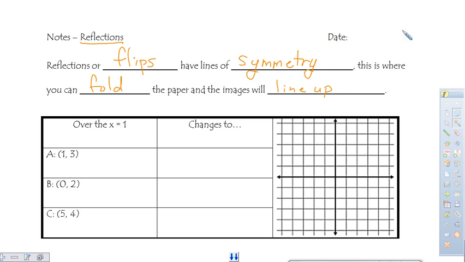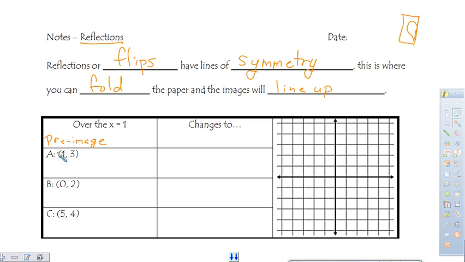So if you've ever cut a heart out of a piece of paper and you fold the paper in half first and you draw half of the heart and then cut it out, that line down the middle, that is your line of symmetry. Okay, so first thing we need to do is we need to plot our pre-image.